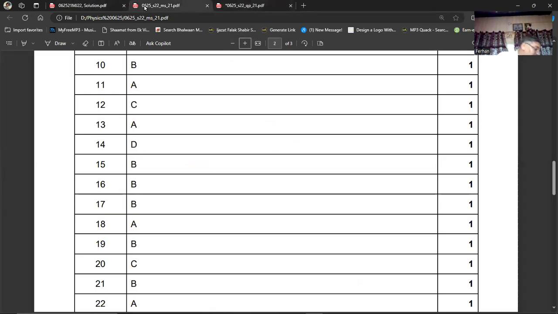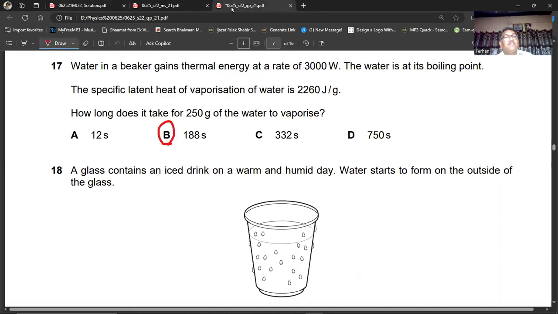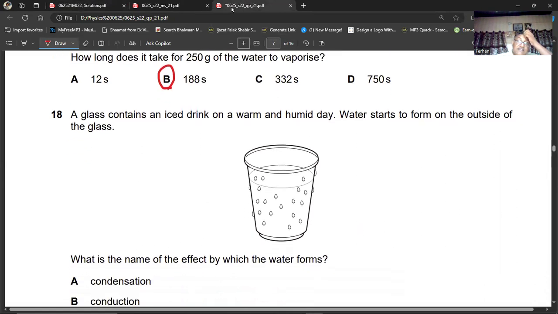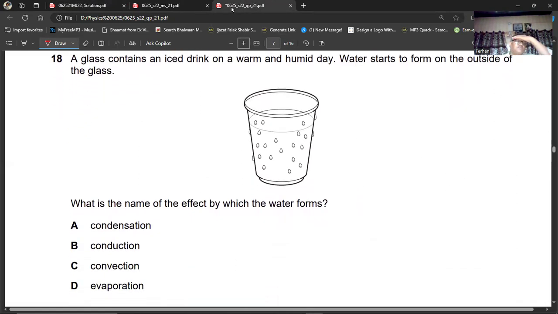Question number 17, I think B is the choice. I think question number 17, B is the choice, sir. That's the right choice. Next, that is question number 18.